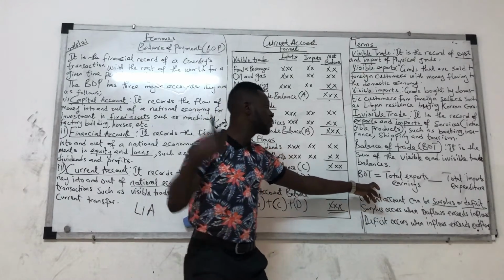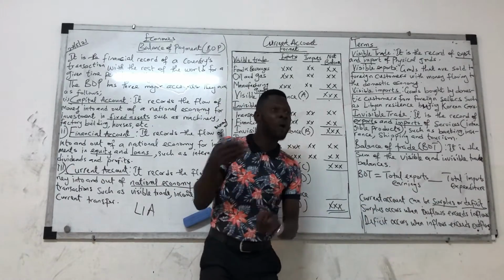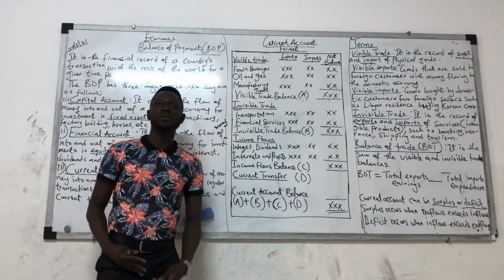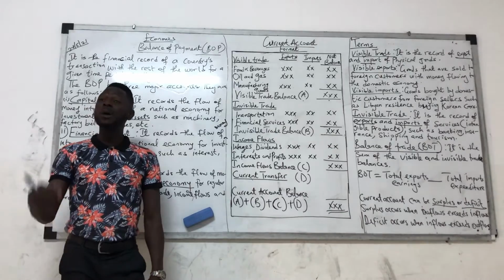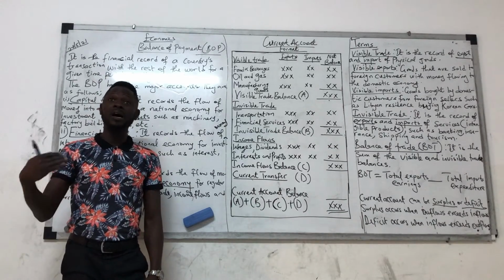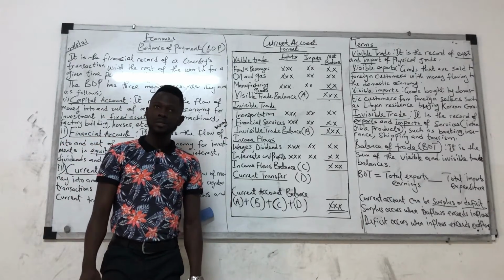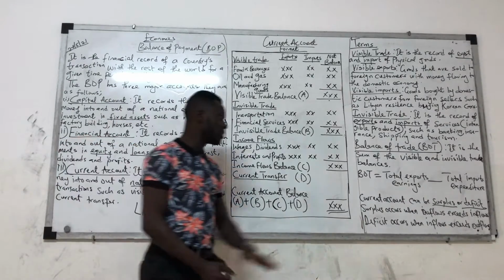So when our export earnings is more than our import expenditure, we call it balance of trade surplus. And when our earnings is less than our expenditure, we call it balance of trade deficit. Do we get it? Do you have any questions about balance of trade?